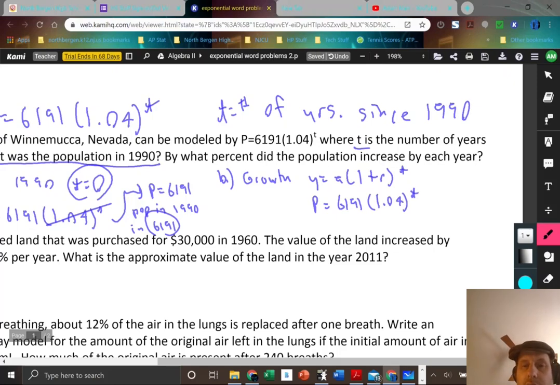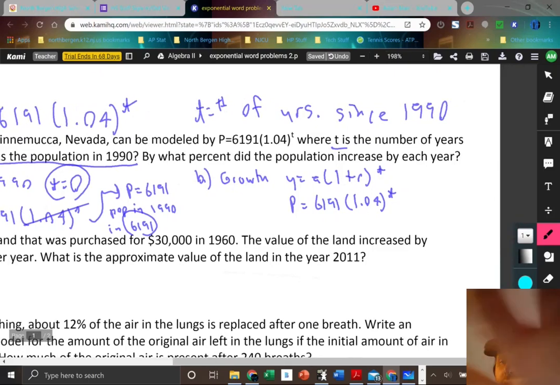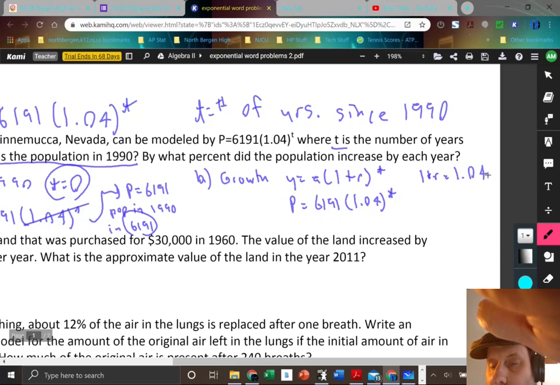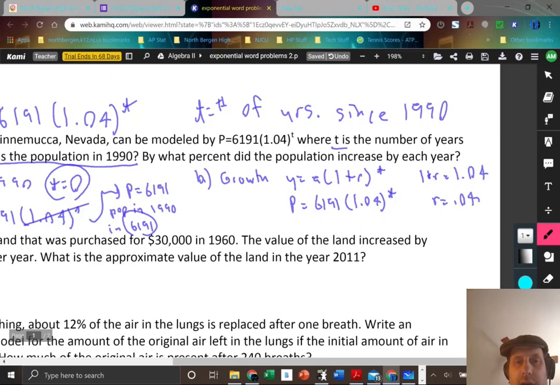Now, you can see right here, if we compared it to the original, we could also say A is the initial amount. The initial amount is 6191. That was what we had in 1990. So you could have thought of it that way. 1 plus r, and we get 1.04. So we're thinking about this as 1 plus r equals 1.04. Well, wait a second. That just means that r equals 0.04. 1 plus 0.04. So that means my rate equals 0.04. By what percent did the population increase each year?